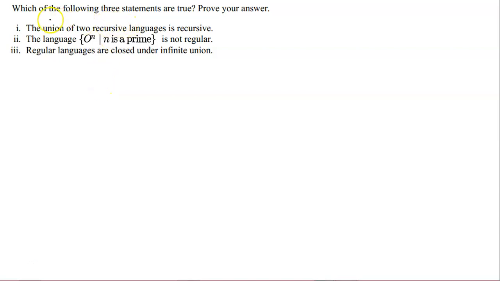Okay, let's see this question. Which of the following three statements are true? The union of two recursive languages is recursive. So let's see this first statement. This is saying the union of two recursive languages is recursive.